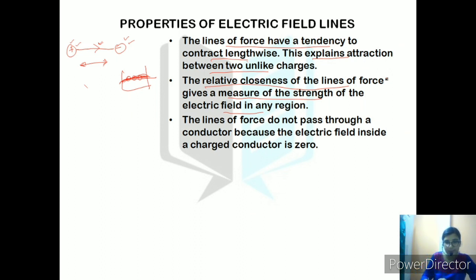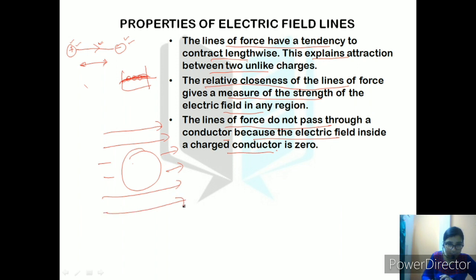The last one that we need to discuss: the lines of force do not pass through the conductor because the electric field inside the charged conductor is 0. So here, see, if we take a conductor, then the net electric field inside will be 0. If we place it in the electric field, what will happen is this will induce negative charge here and positive charge here. We will discuss this in detail afterwards and it will be more clear.